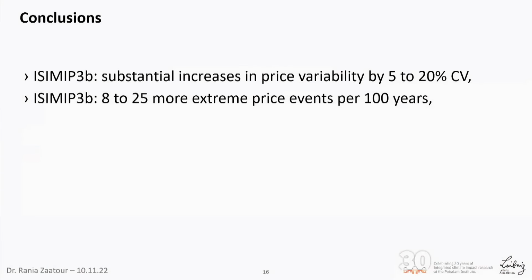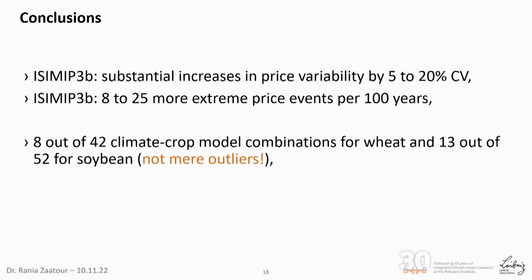So let me remind you that in the more recent set of results coming from the ISIMIP 3B, we've observed substantial increases in price variability by 5 to 20% in coefficient of variation, and that we're expecting 8 to 25 more extreme price events per 100 years. And these results were found in 8 out of 42 climate crop model combinations for wheat and in 13 out of 52 climate crop model combinations for soybean, which should not be considered as mere outliers.